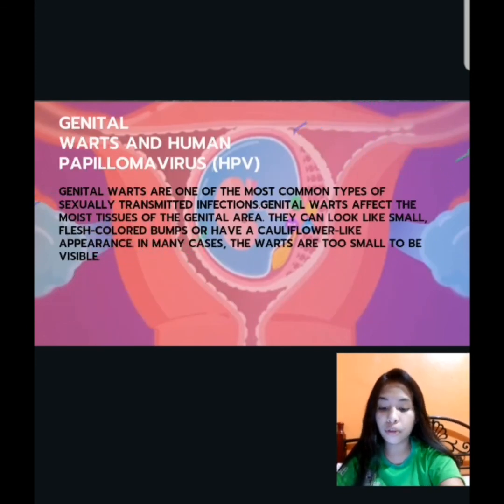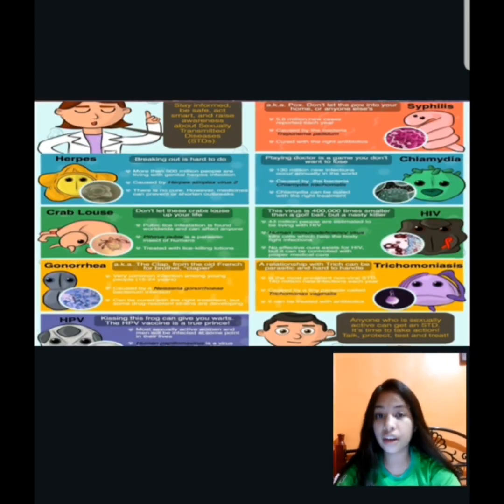Genital warts and human papillomavirus. Genital warts are one of the most common types of sexually transmitted infections. Genital warts affect most tissues of the genital area. They can look like small flesh-colored bumps or have a cauliflower-like appearance. In many cases, the warts are too small to be visible. And here are the other examples of sexually transmitted infections.